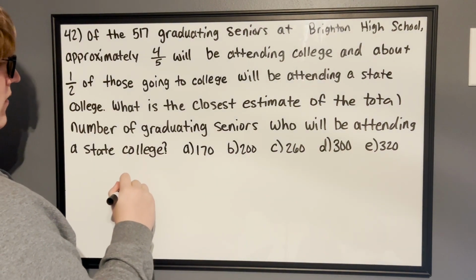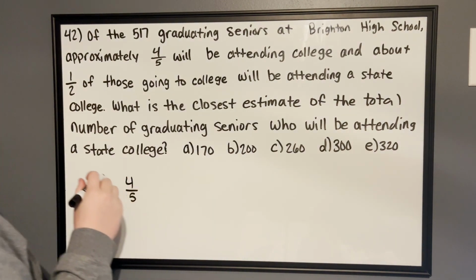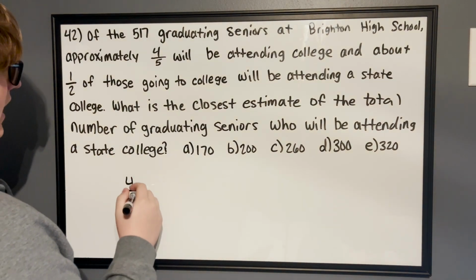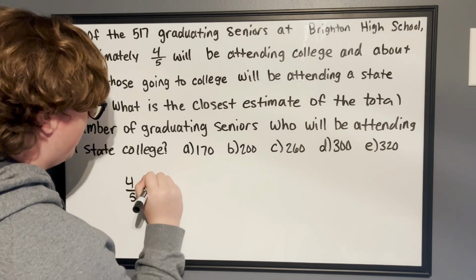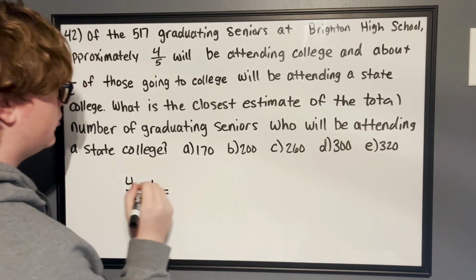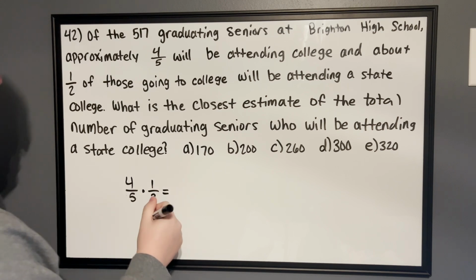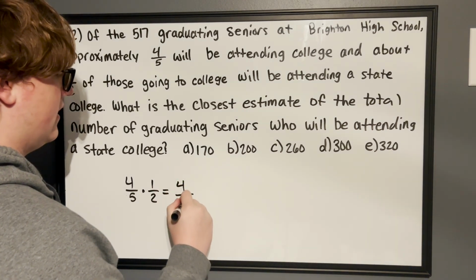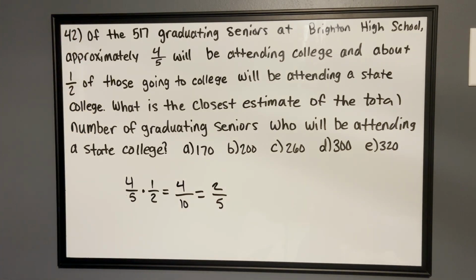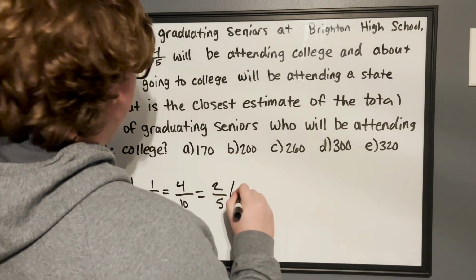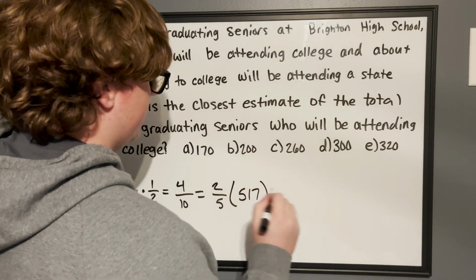So we know that 4/5 of the students will be attending college in general, and 1/2 of those going to college will be at a state college. So we're going to multiply that by 1/2. And multiplying fractions, of course, is easy. We just multiply straight across. So this is 4 over 10, which is the same as 2/5. So then we're going to use 2/5, and we're going to multiply that by 517.